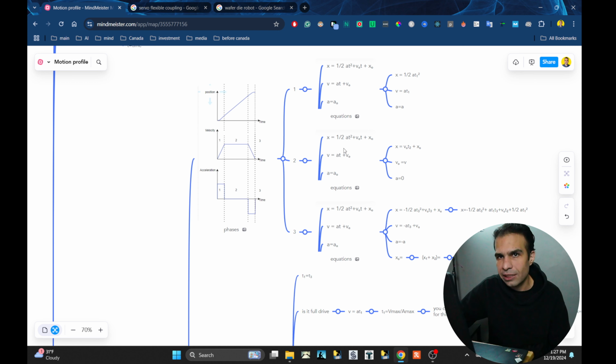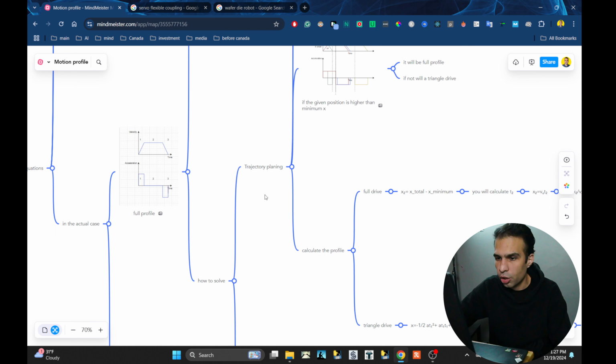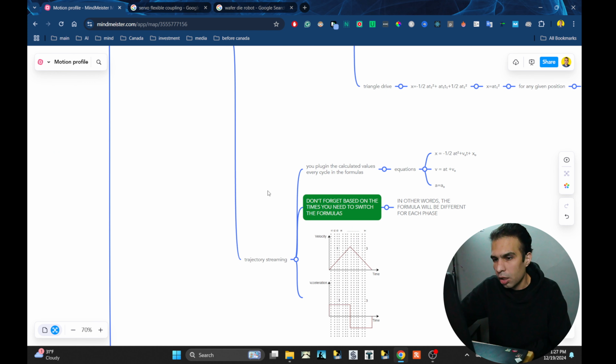Okay, you are not executing anything, you are planning how you want to travel this road. This one they call trajectory planning. Okay, how about the second part? The second part is trajectory streaming.